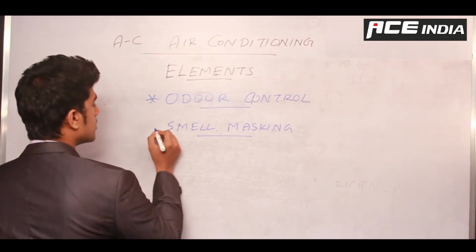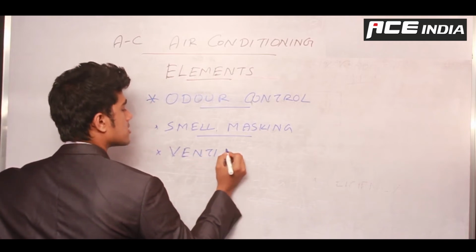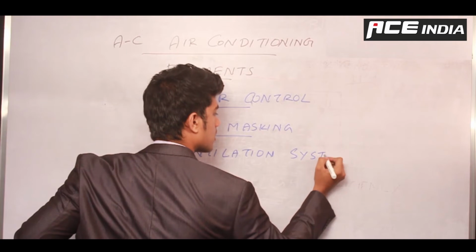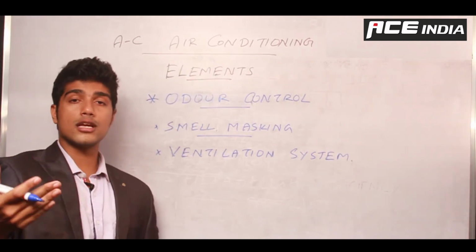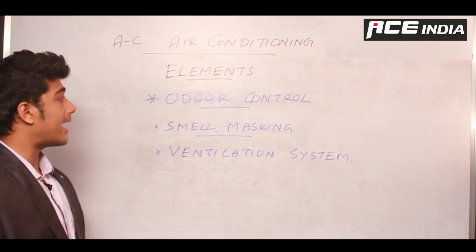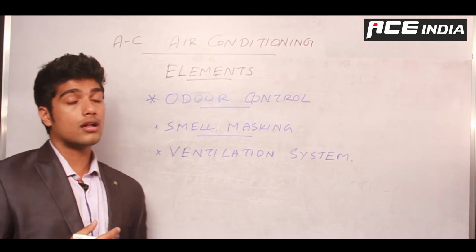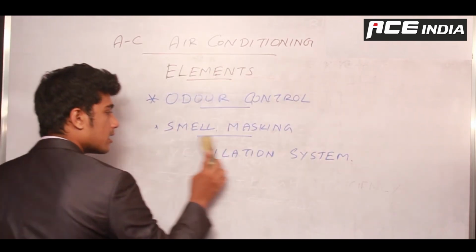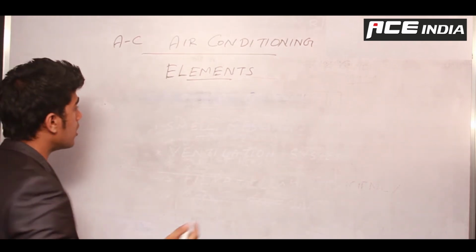Or in other words, you can go for a proper ventilation system, which will circulate fresh air from outside through the room, thereby reducing the concentration of bad odor inside. These are the mechanisms by which we can control odor inside a room, right? With that, we'll move on to the next element that we have to control.